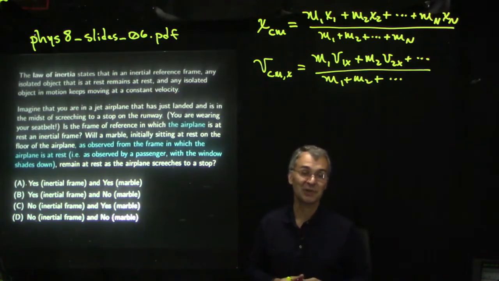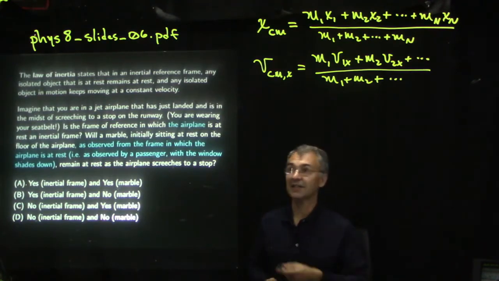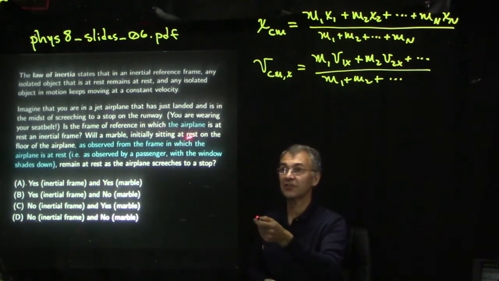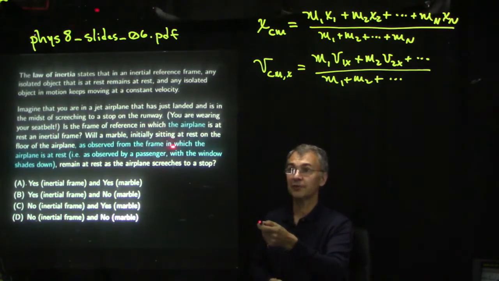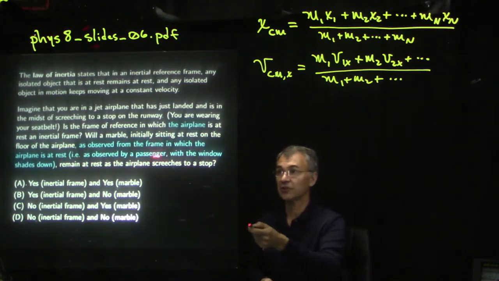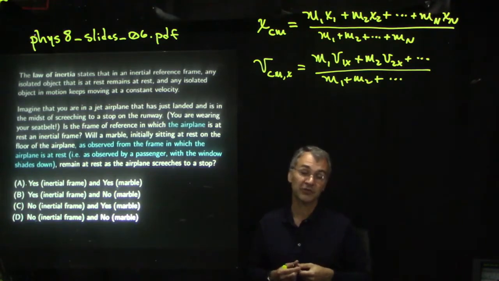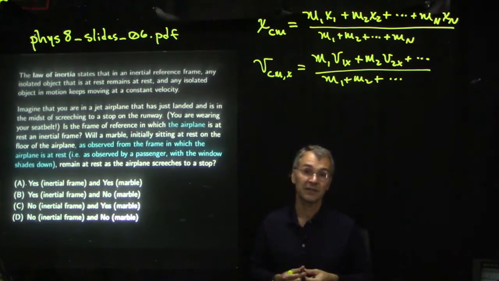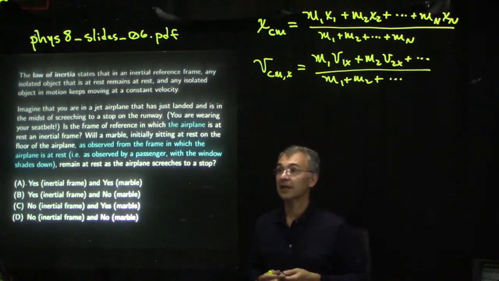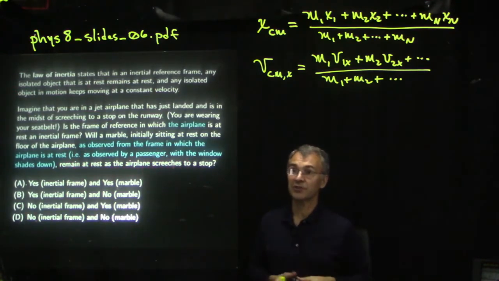I'll answer it for you in a minute, but think about it. A way to help you think about that is, will a marble initially sitting at rest on the floor of the airplane, as observed from the frame in which the airplane is at rest, in other words, as observed by a passenger with the window shades down, or better yet, as observed by a camera attached to the ceiling of the airplane interior, remain at rest as the airplane screeches to a stop?